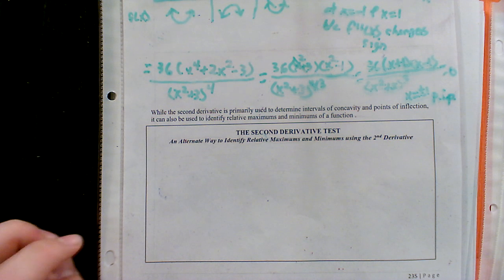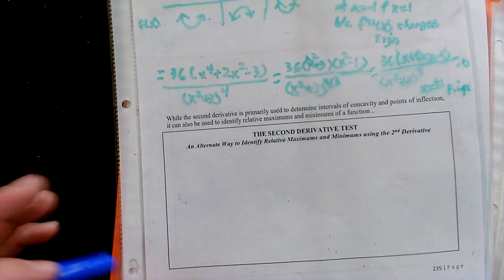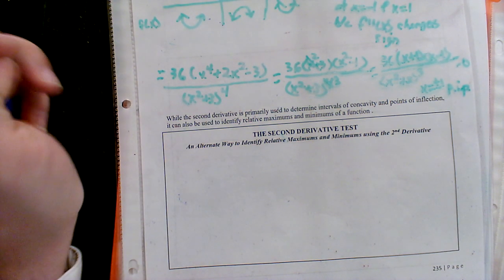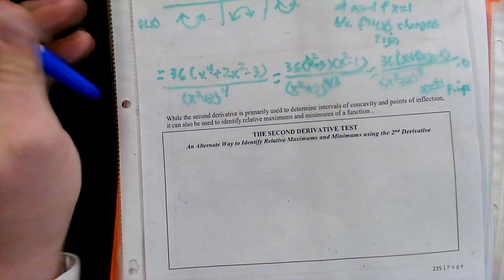So while the second derivative is primarily used to determine intervals of concavity and points of inflection, just like we did above, it can also be used to identify relative max and mins of a function. All right, so this is the second derivative test, an alternate way to identify relative max and min using the second derivative.